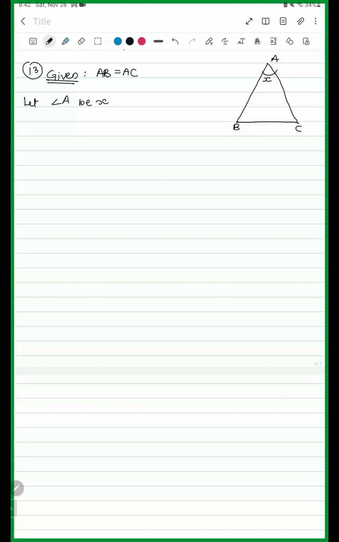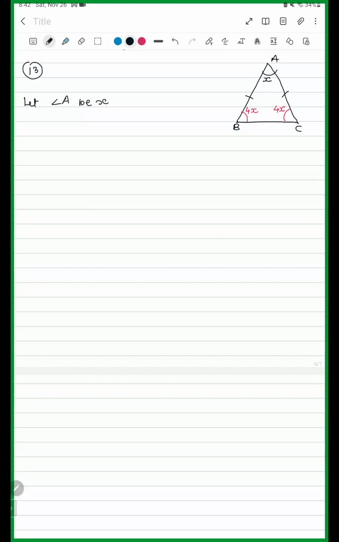Now they are saying each of the two equal angles is 4 times the third angle. What does that mean? This angle is equal to this angle. So what will these two angles be? They are saying that each of these two angles is 4 times this angle. So 4 times x means 4x. Each of them is 4x. Now you have to find all the three angles.